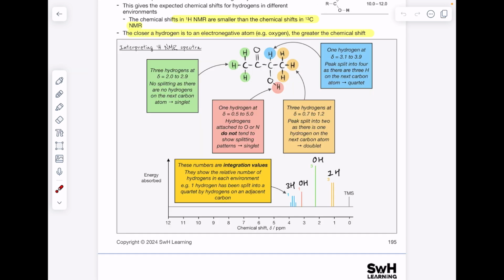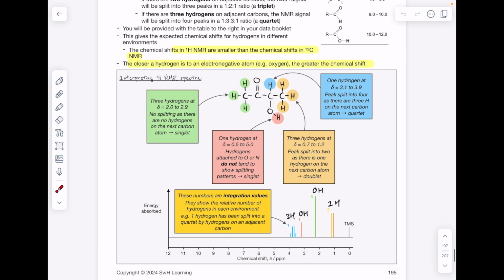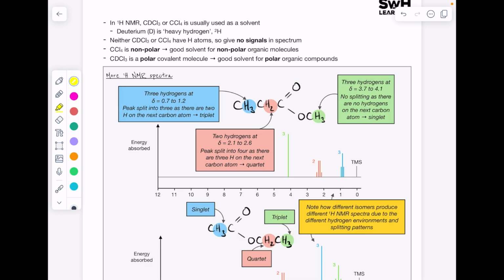The ratio, we said, remember, would be 1 to 1, as you can see here, by the height of those peaks. Now, these numbers here, the numbers that have lovely colours, these are incredibly important. They're called integration values, and they show the relative number of hydrogens in each environment. Sometimes they'll be listed in a table, sometimes they'll just be written directly above the peaks. So here, 1 hydrogen has been split into a quartet by hydrogens on an adjacent carbon. Now, the integration values only show the ratio of hydrogens and not the actual number. This will become far more clear when we look at some past paper questions.